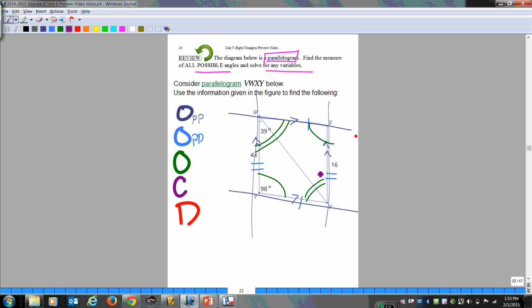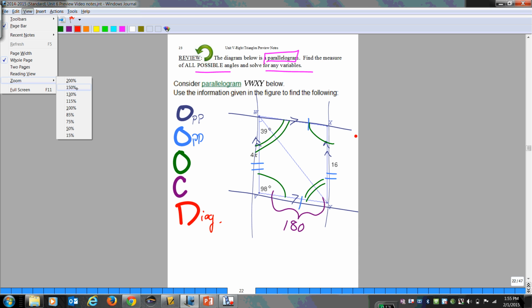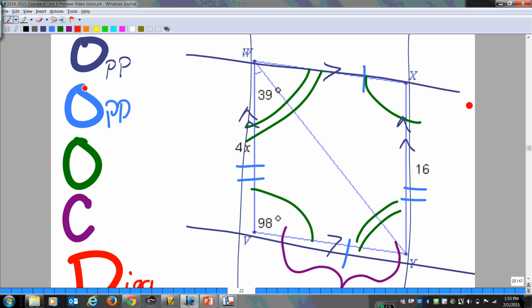C is consecutive angles are supplementary. So I'm going to put a bracket here. Angles that are next to each other, supplementary, means they add up to 180. And last but not least, the diagonals bisect each other. We only have one diagonal here. We don't need the other. So with this, let's find all possible items.